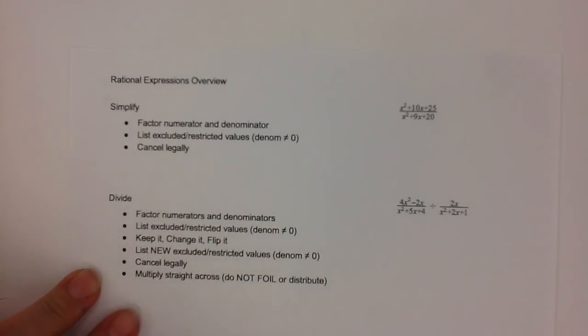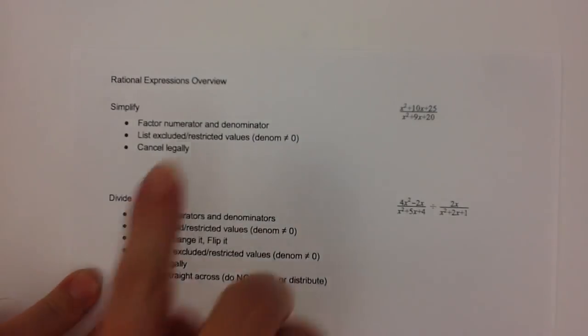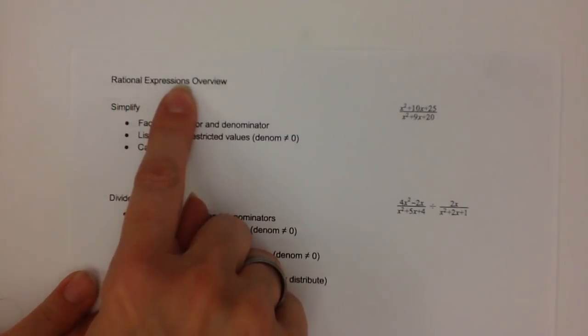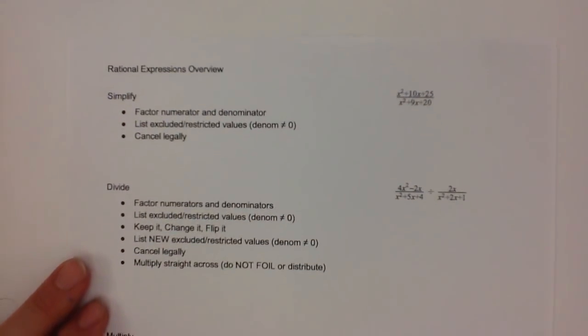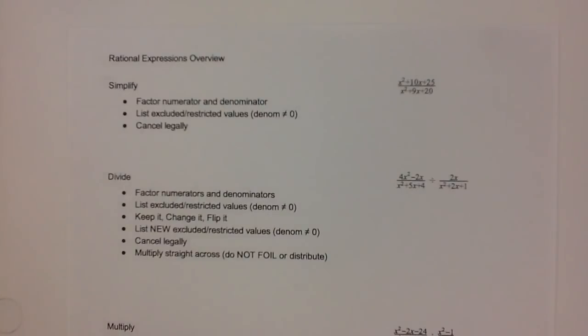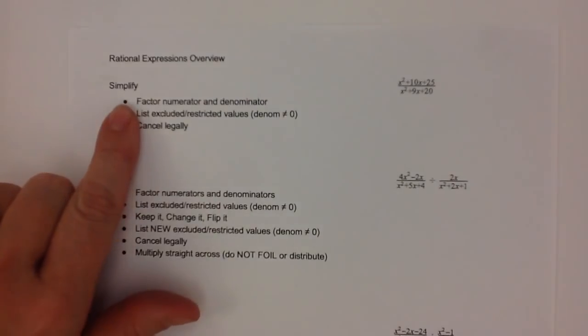Hey, what we're going to do now is a quick overview for working with rational expressions. So you won't get a whole lot of detail about how to do these problems, more of either just an overview of how to do them or a review if you've already gone over them. So we're going to start with simplifying.